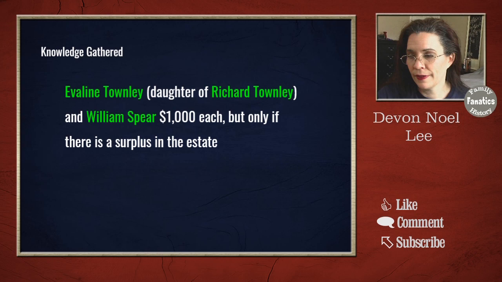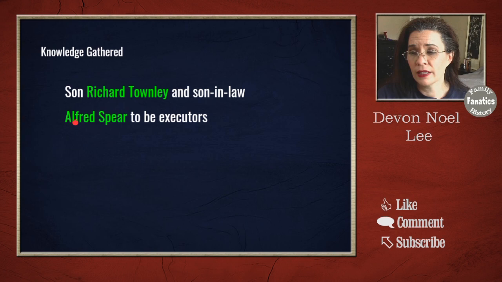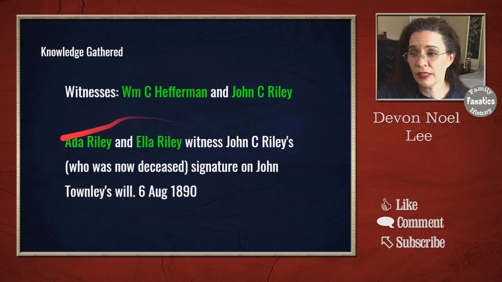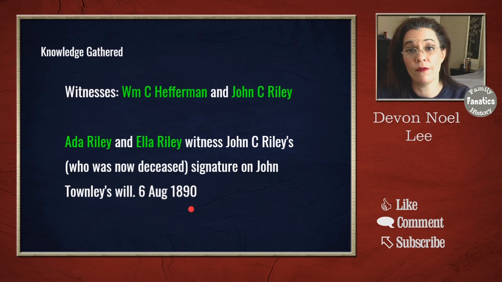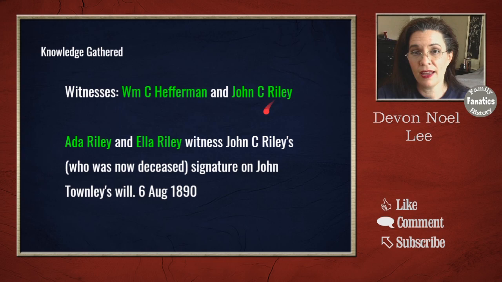And then we can see who the executors were, a son and a son-in-law so named in the document. And then we have the witnesses. And then this is a really cool feature when I told you keep going from the will until the next person starts. We see that these two daughters had to testify that this guy signed the will of John because he's now deceased when John dies in 1890.